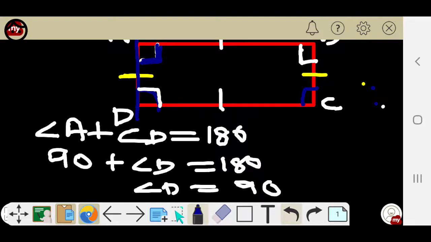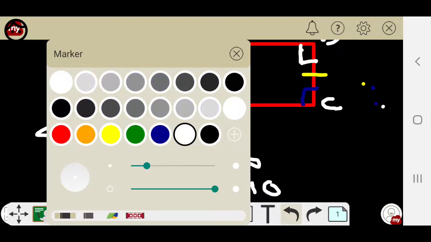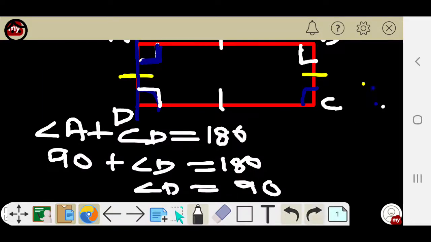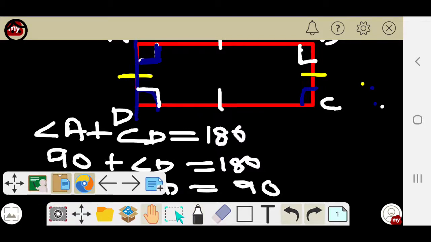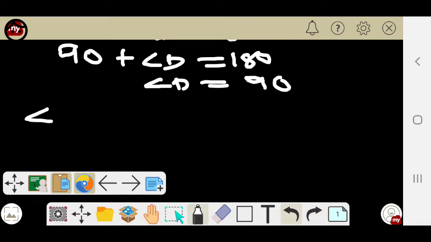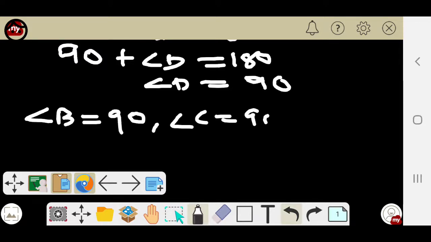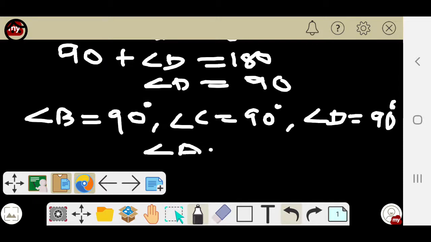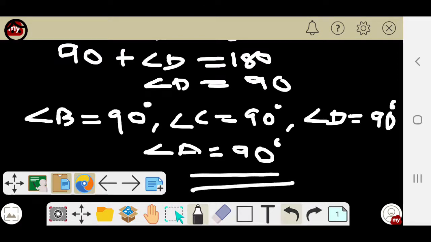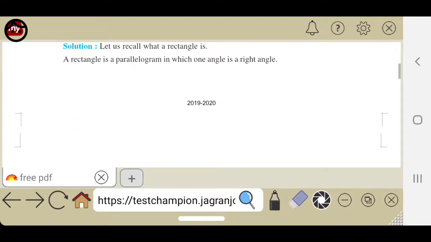Now we proved that angle B equal to 90 degree, angle C equal to 90 degree and angle D also 90 degree. We already considered angle A equal to 90 degree. So, what we can tell in a rectangle, each angle is 90 degree. Then what is the next question?